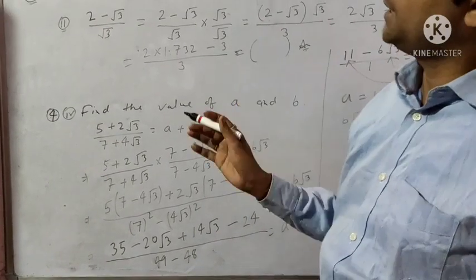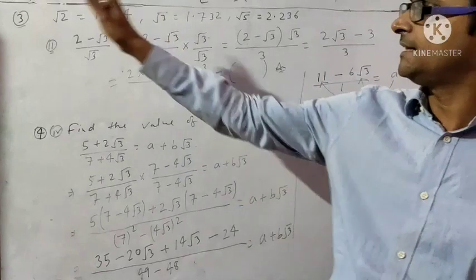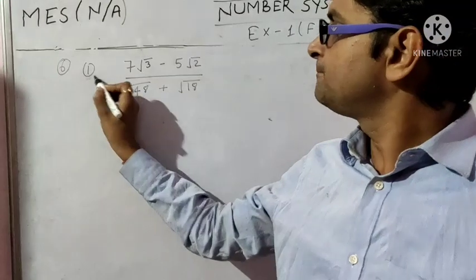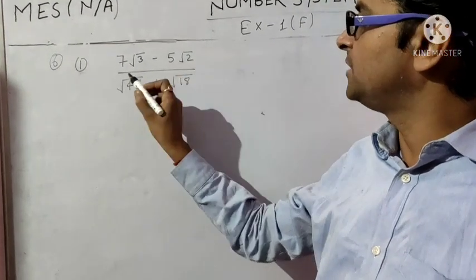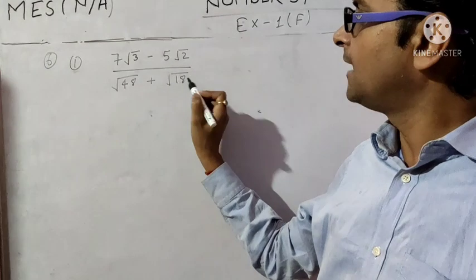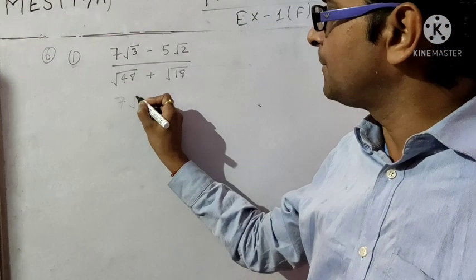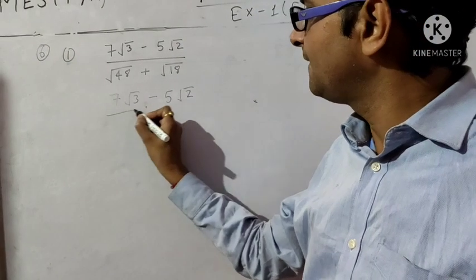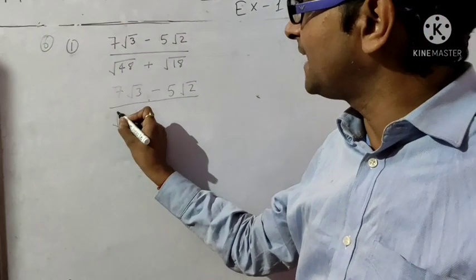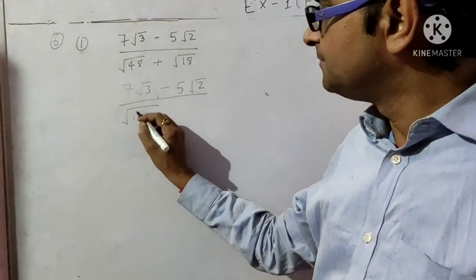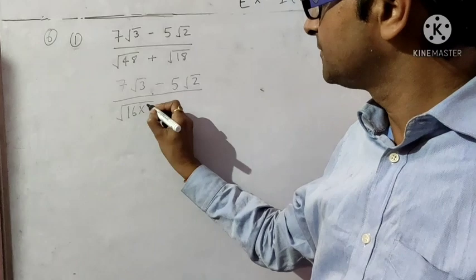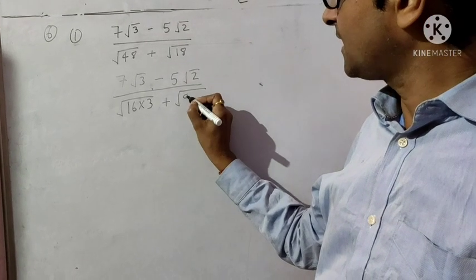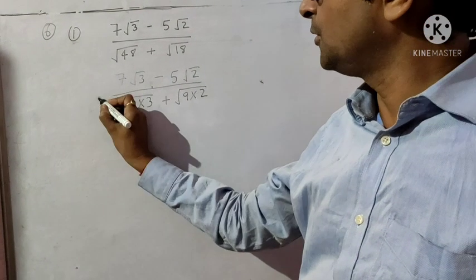Okay student, I hope you understand these two questions, 3 part 2 and 4 part 4. Okay, the next question is number 7: (root 3 minus 5 root 2) divided by (under root 48 plus under root 18). So here 7 root 3 minus 5 root 2 divided by this value. The value can be written as root 48, that means root of 16 into 3, plus root of 9 into 2.